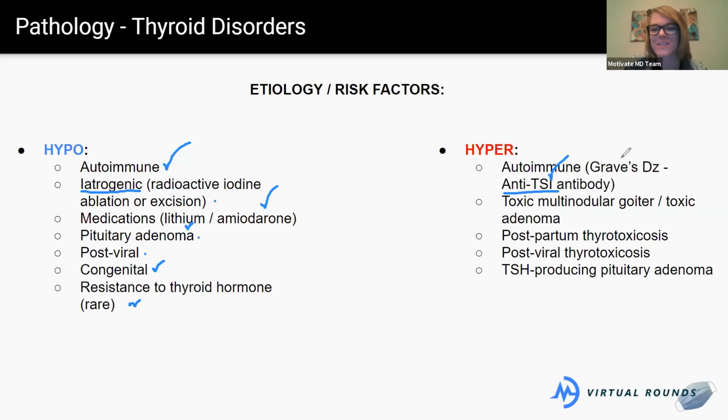I just want you to know thyroid stimulating antibody. But then also we can consider toxic multinodular goiter. There's that word again, goiter, or adenomas. Postpartum thyroid toxicosis, so after giving birth, and then post-viral thyrotoxicosis. So as you can see, a viral syndrome can cause both thyrotoxicosis and it can also cause hypothyroidism. And then here's that TSH producing pituitary adenoma again. All right, guys. So let's go on to the next slide here.